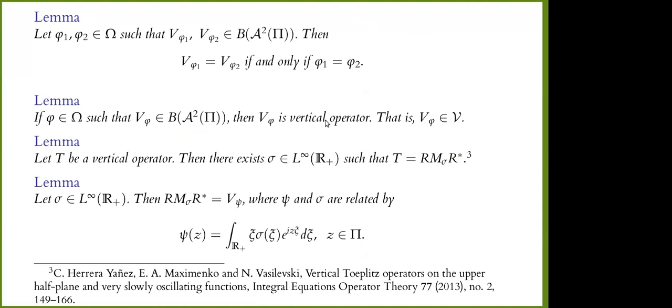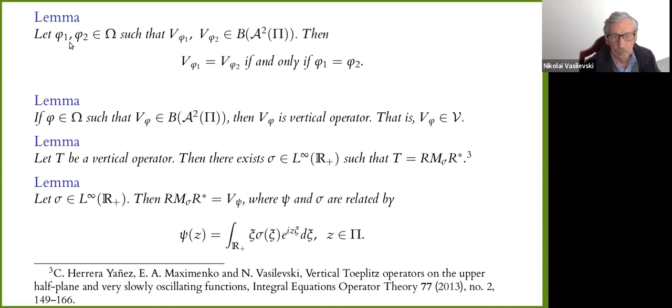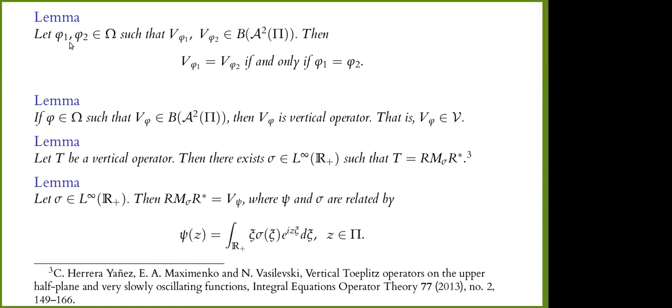So what we could see is this V phi satisfies certain properties. For example, whenever phi 1 and phi 2 are coming from omega, such that V phi 1 and V phi 2 are bounded, then the two operators are the same if and only if the corresponding symbols are the same. So in that way, we have a unique such symbol. Also, whenever phi coming from omega and V phi is bounded, it is also a vertical operator, which means the collection of all bounded V phi is a subset of all vertical operators.